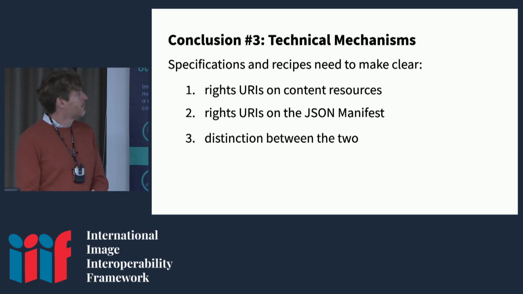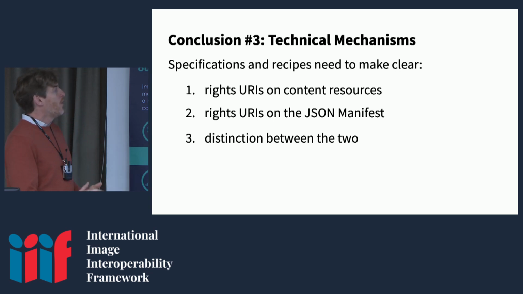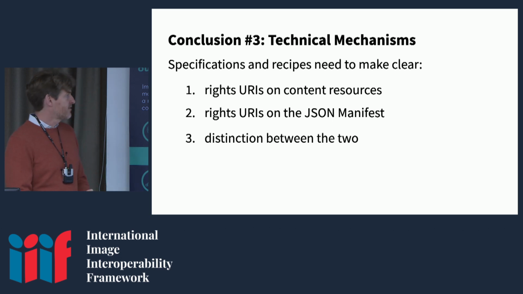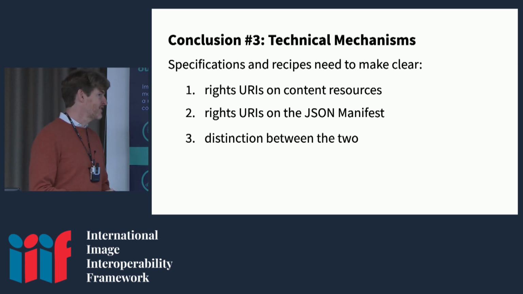So, my conclusions. We have reasons to want to be able to express rights URIs on content resources and rights URIs on the JSON and manifest, and to make a clear distinction between the two of them. I think we can retrofit this to the version 3 Presentation specification by some work perhaps in the cookbook, and we could probably clarify the text a little in version 4.